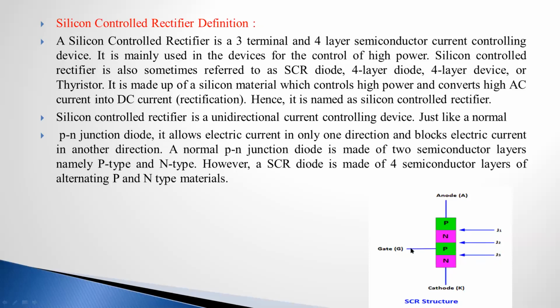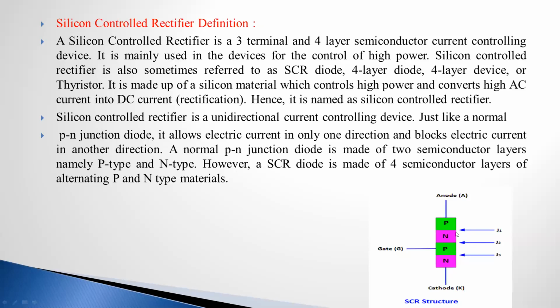It is clear. The gate terminal is always attached to the inner P layer in the SCR. SCR has three terminals: the anode terminal is attached to the outer P layer, the cathode terminal is connected to the outer N layer, and the gate terminal is connected to the inner P layer. Inner P layer. Please remember, all of you. It's a very important point.